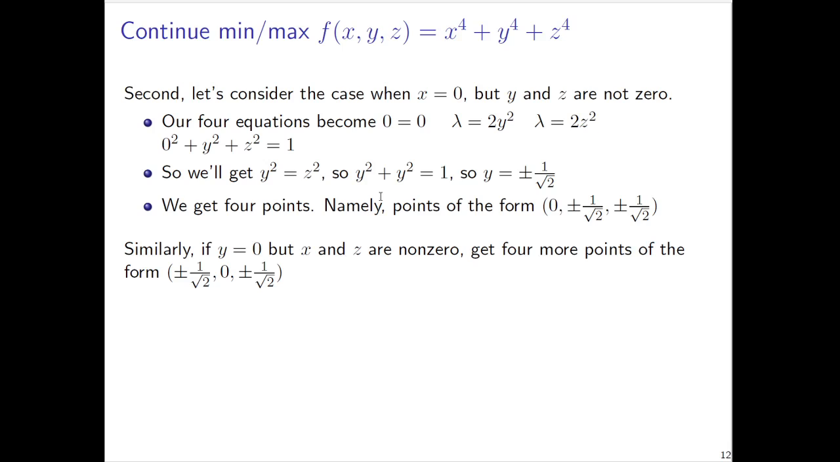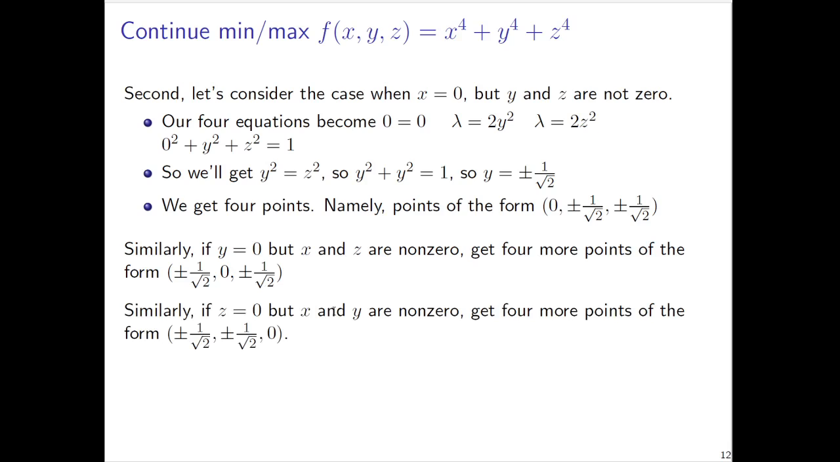By the way, we just looked at what happens when x equals 0 and y and z are non-zero, but look at the symmetry of the problem, right? The function is x to the 4th plus y to the 4th plus z to the 4th, and also the constraint was x squared plus y squared plus z squared equals 1. So you can swap the x's for the y's or the x's for the z's and so forth. So instead you could have the middle coordinate y is 0 and x and z are non-zero, so you get 4 more points. They should be very similar in fashion.